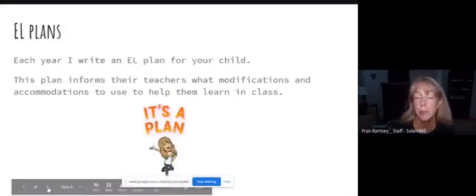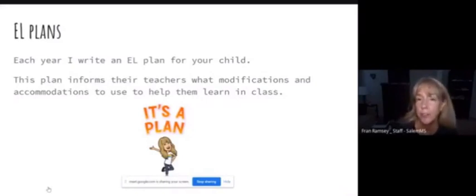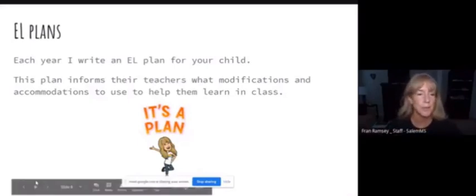Each year, I write an EL plan for your child. That's an English learner plan. This is a plan that tells their core teachers what modifications and accommodations they might need throughout the school year to help them do their best on their classwork. Some modifications and accommodations include a little extra time working on their assignments. Maybe teachers might shorten their assignments sometimes or even simplify them a little bit. Another accommodation that a lot of my students have is that they're allowed to use an electronic translator to help them with their work on either tests or quizzes or just day-to-day classwork. So I will be doing those in October.